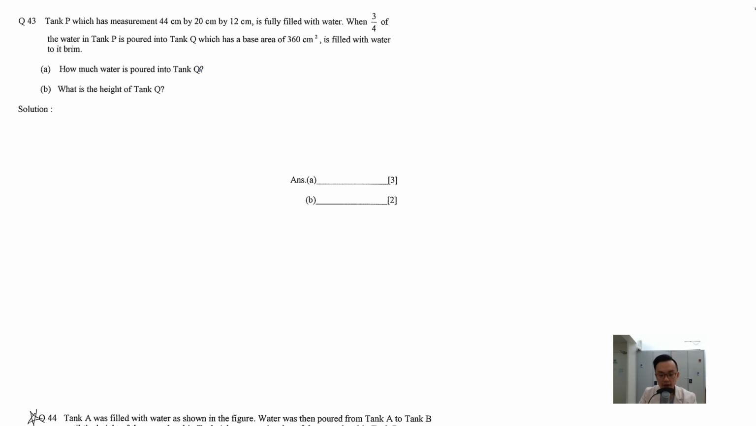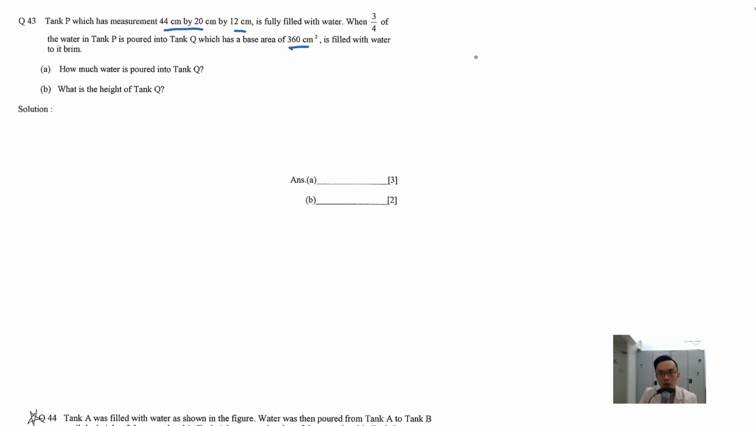Okay, until now we have seen really easy volume questions, but don't be fooled, volume questions can get quite tough. So let's take a look at this one. It's getting a bit more difficult. So tank P has the measurement 44 by 20 by 12, fully filled with water. 3/4 of the water in tank P is poured into tank Q, which has a base area of 360 cm squared and is filled with water to the brim. How much water is poured into tank Q?